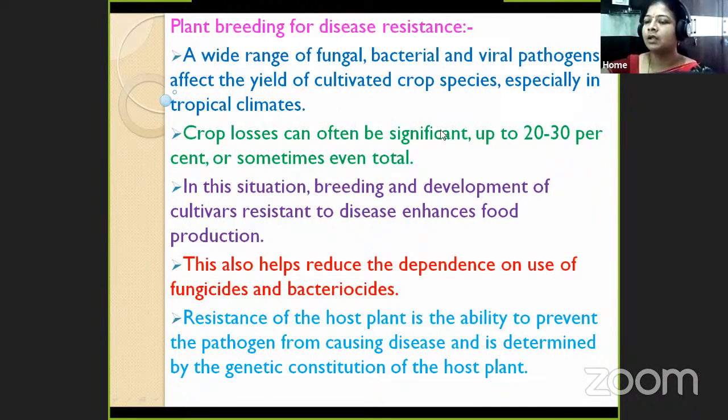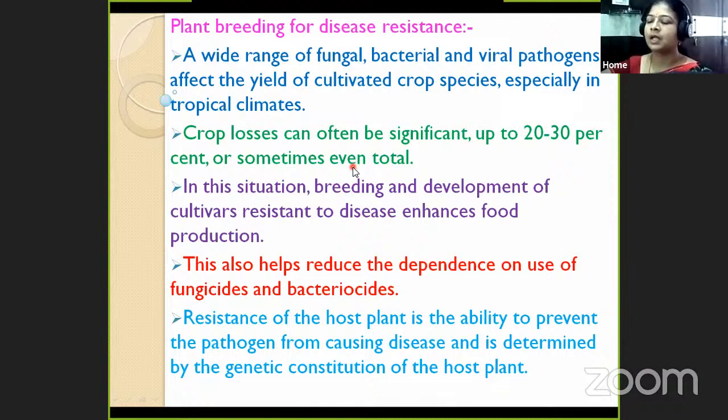The most common bacterial infection is paddy blast disease caused by Pseudomonas oryzae. And when we observe viral diseases, the most common viral disease is tobacco mosaic disease caused by TMV, tobacco mosaic virus. In this manner, these pathogens, bacteria, fungi, and viruses infect economically important crop plants and damage the crop yield.